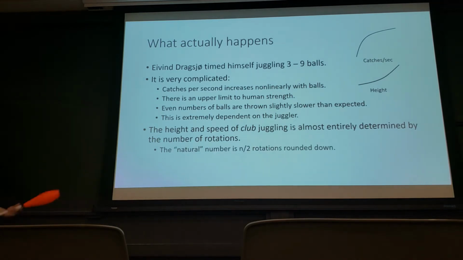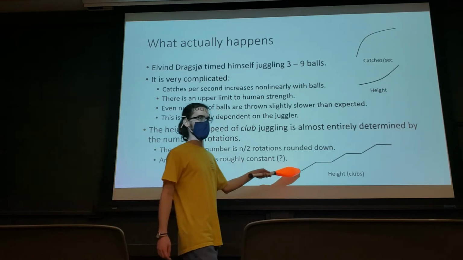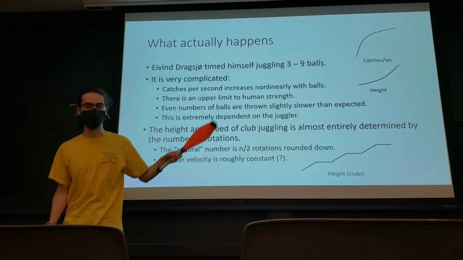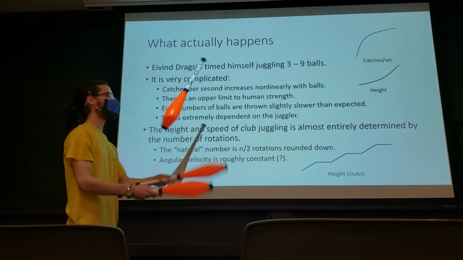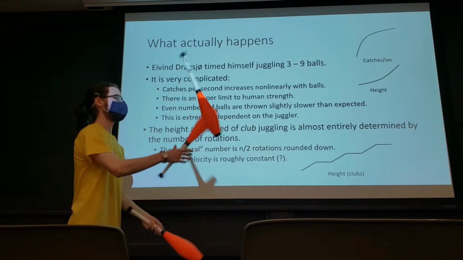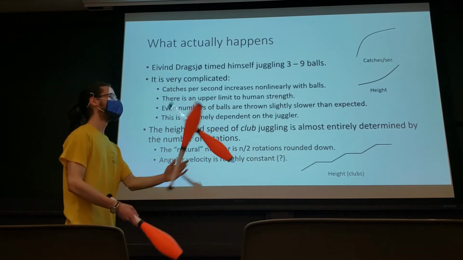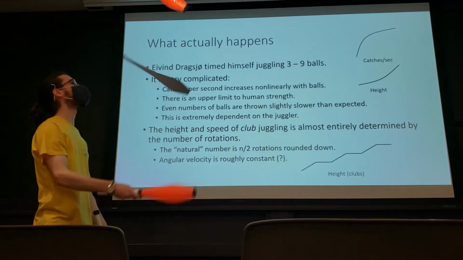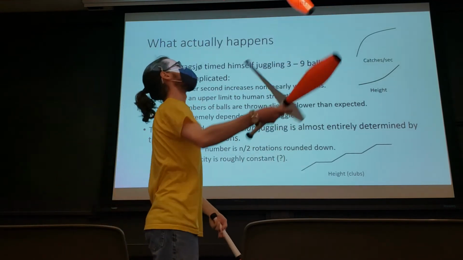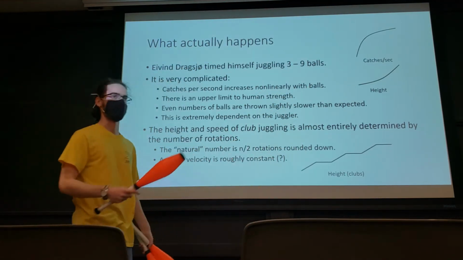So the natural number of rotations, if you have n balls, is n over 2 rotations. And it seems to me that the angular velocity that you throw them at is constant. This means that the height that you throw them to has this weird stair shape, and it's also linear. Let me demonstrate some of that. If I am doing 3 clubs in singles, so just a single rotation, it's way down here. Then if I do double rotations, I have to throw them a lot higher. And this is approximately the height you have to throw them at if you're juggling 5 clubs.